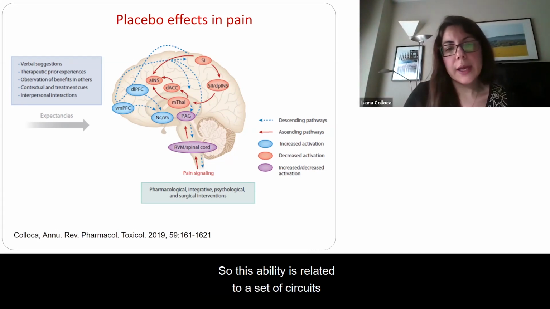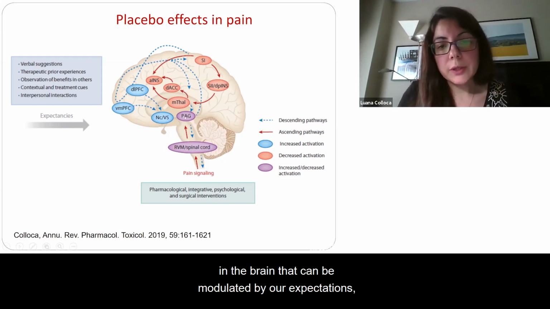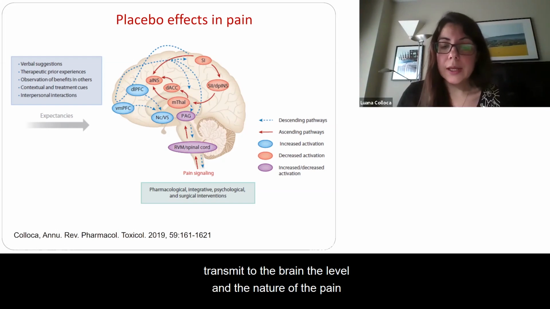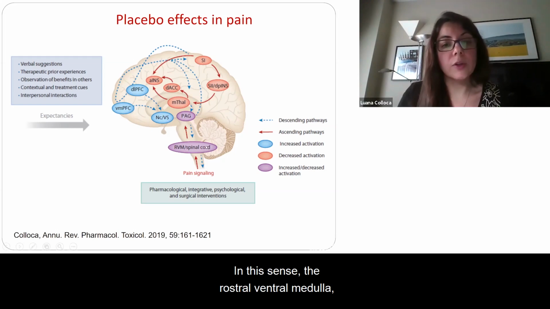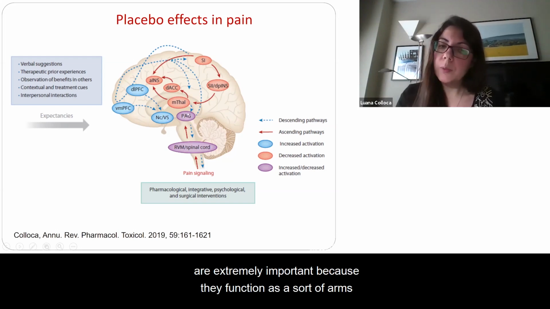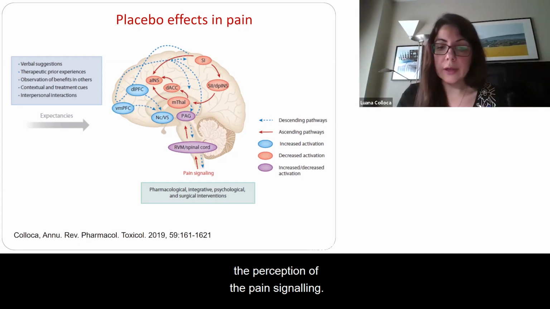So this ability is related to a set of circuits in the brain that can be modulated by our expectations as well as the pain signaling that transmit to the brain the level and the nature of the pain that we are describing. In this sense, the rostroventral medulla, the spinal cord, the periaqueductal gray, these two areas indicated in purple, are extremely important because they function as a sort of hubs where we can have input to increase or decrease the perception of the pain signaling.